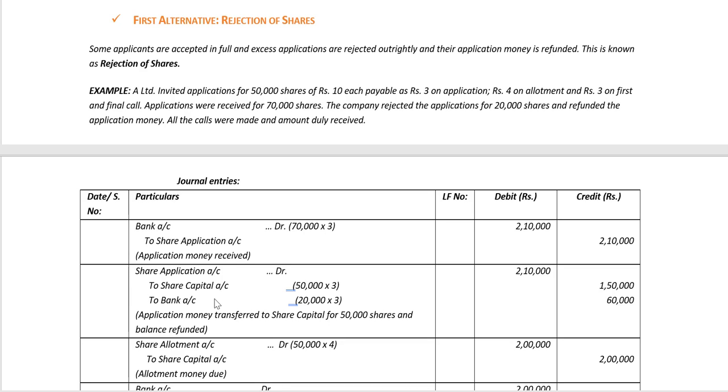So the journal entry for the same: share application account debit, rupees 2,10,000, to share capital account, 50,000 shares multiplied by 3 per share, 1,50,000 rupees, and for the refund of the application money, to bank account, 20,000 shares multiplied by 3 rupees per share, which is 60,000 rupees. So the narration is: application money is transferred to share capital for 50,000 shares and the balance has been refunded. Now the other entries can go on as usual.